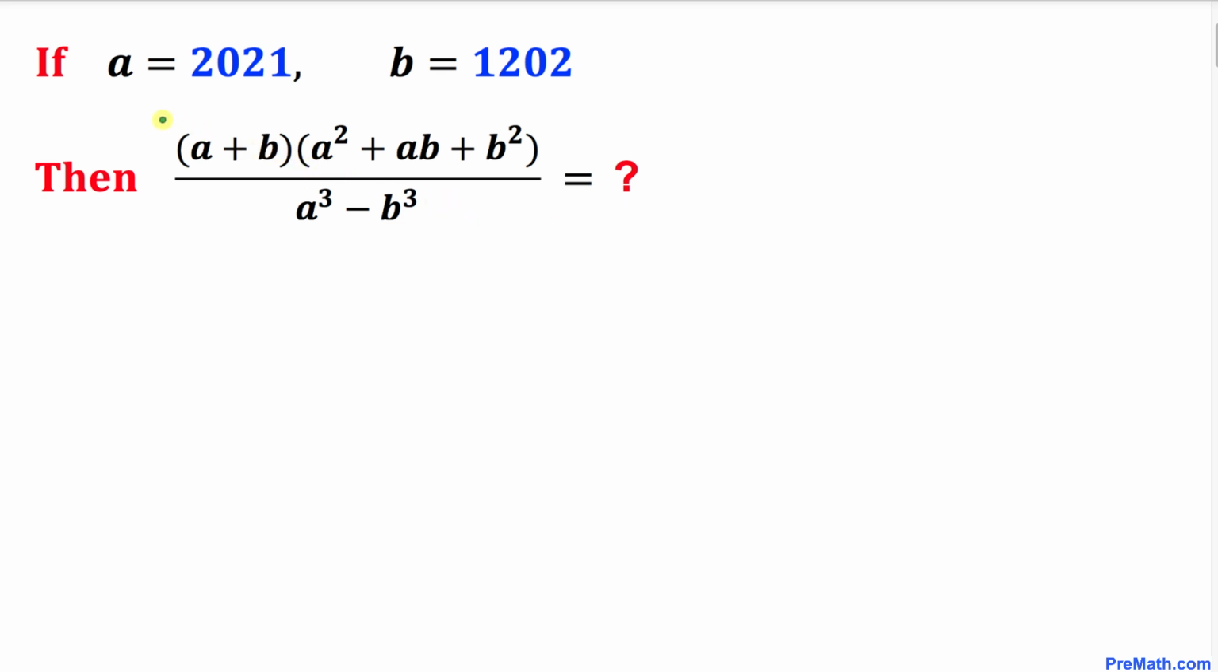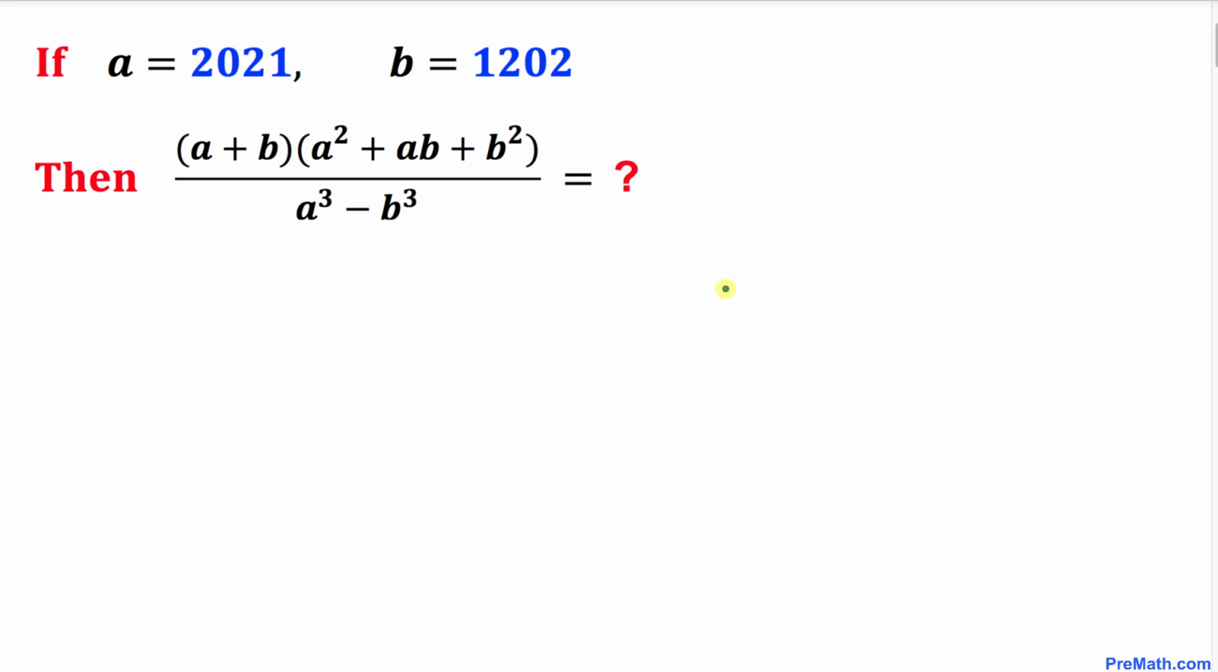In this video tutorial, we have got this if and then problem as you can see over here. If A equals 2021 and B equals 1202, then find the value of (A plus B) times (A squared plus AB plus B squared) divided by (A cubed minus B cubed). And moreover, we are not supposed to be using calculators of any kind.